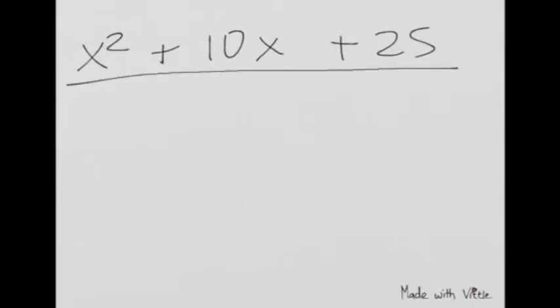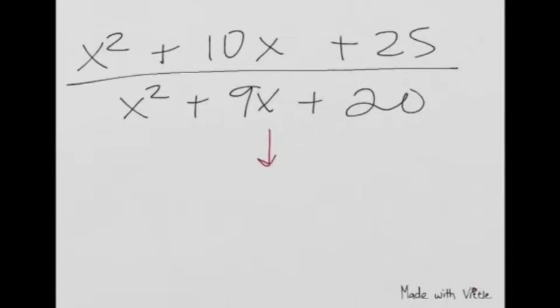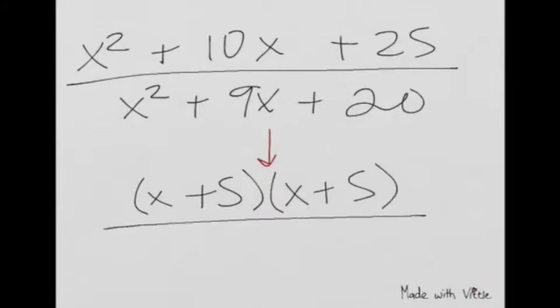x squared plus 10x plus 25 over x squared plus 9x plus 20. So we have to factor the top row, and that would be x plus 5 and x plus 5 over x plus 4 over x plus 5.